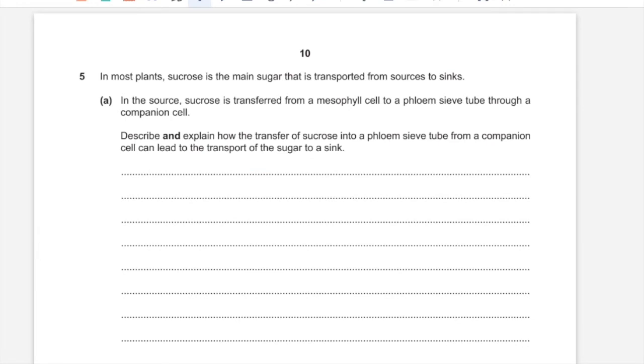5. In most plants, sucrose is the main sugar that is transported from sources to sink. In the source, sucrose is transferred from a mesophyll cell to a phloem sieve tube through a companion cell. Describe and explain how the transfer of sucrose into a phloem sieve tube from a companion cell can lead to the transport of sugar to a sink.